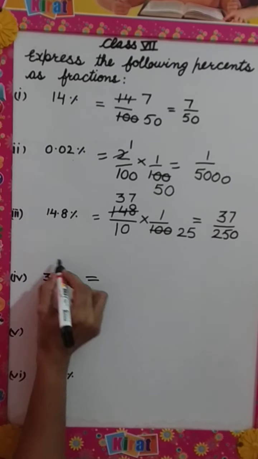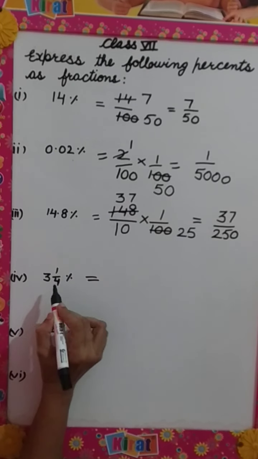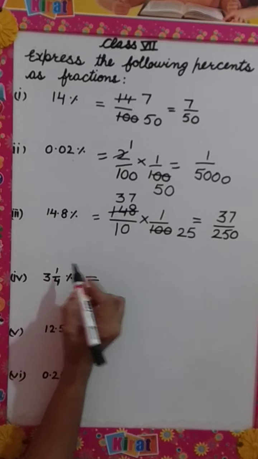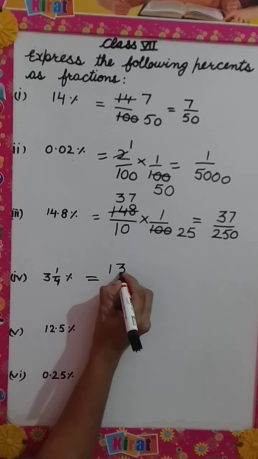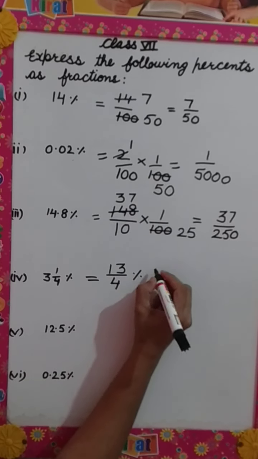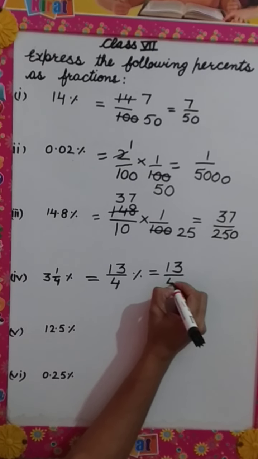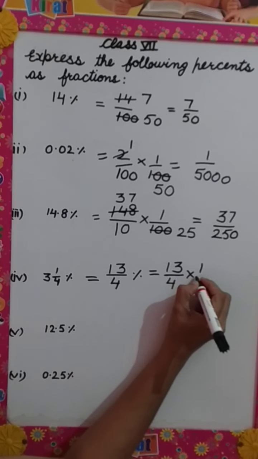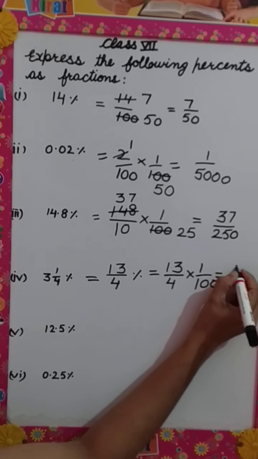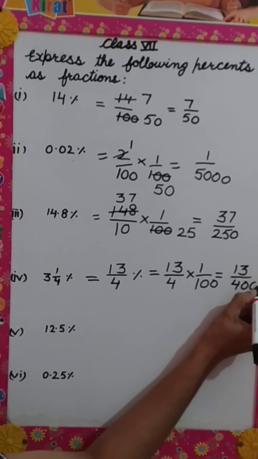First of all, we will convert it. This is a mixed numeral. So first of all, we will convert it into improper fraction. 4 3s are 12. 12 plus 1, 13. So this is equal to 13 by 4%. So we will solve it like this. 13 over 400.